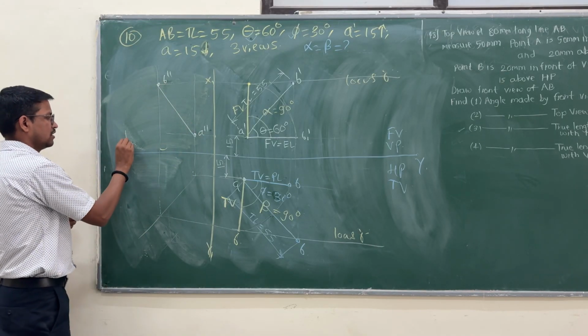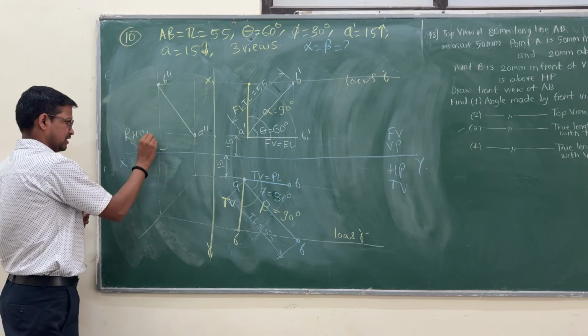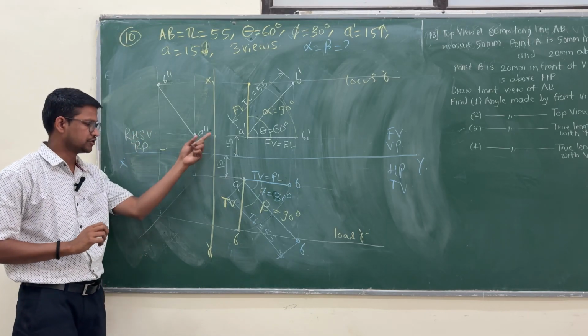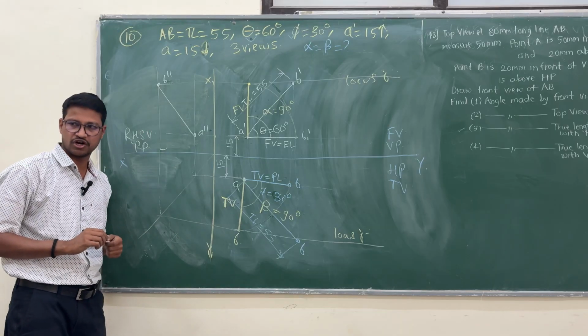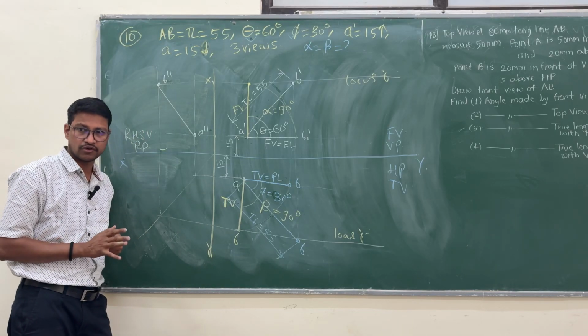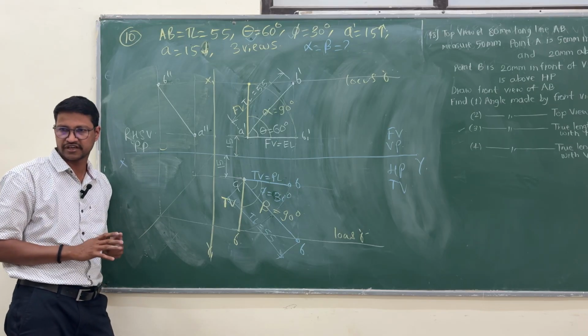So this is what? Right hand side view or left hand side view? Right hand side view on which plane? Profile plane. So this is a three view: front view, top view and side view. What do they want? They want three views. And based on our assumption, this is your question number 10 solution. Thank you.